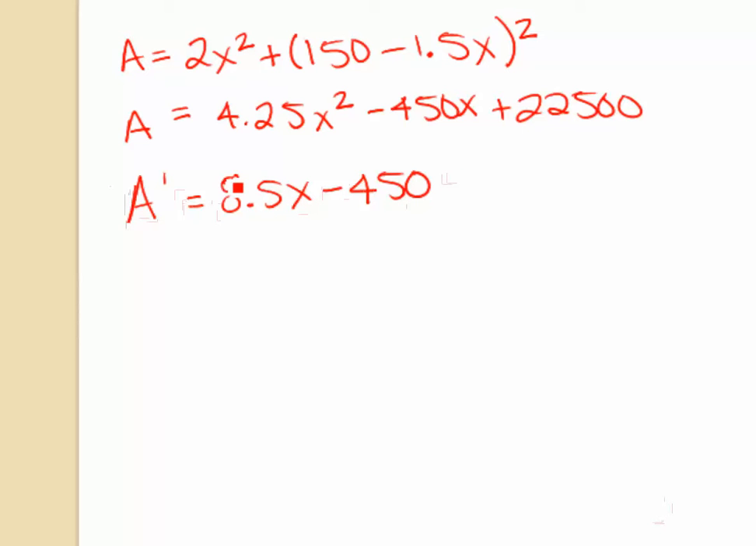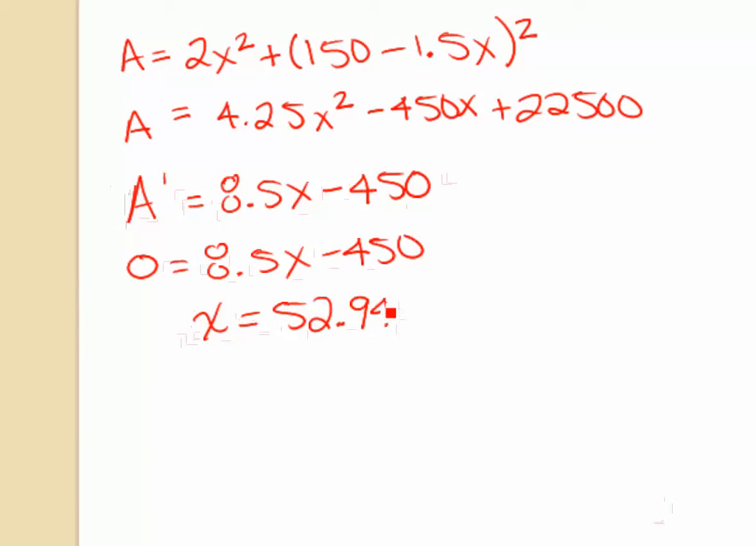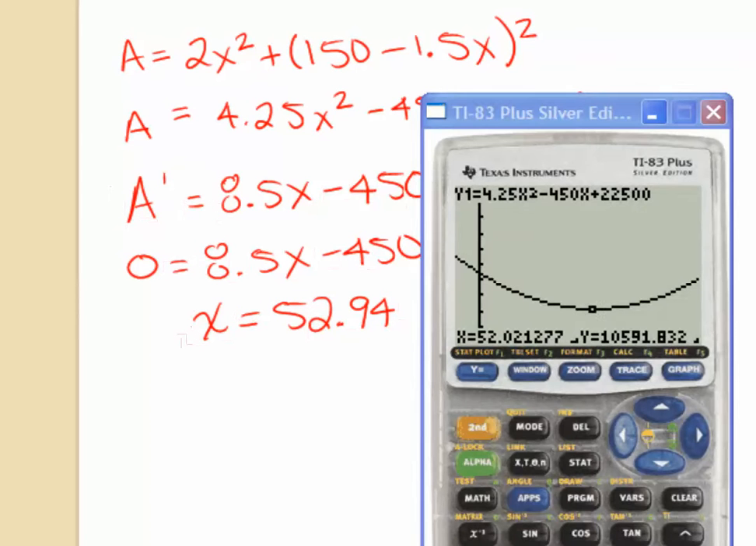Last week we learned that to find our critical points, we should set the derivative equal to 0. If 0 is equal to 8.5x minus 450, that implies that x is equal to 52.94. This is a critical point, but what happens there? Pulling up a graph of my area equation indicates that at 52.94, there's a minimum. Clearly, that's not going to give us the biggest area. That means we're going to have to check the endpoints. The key question is, what really are the endpoints in this problem?